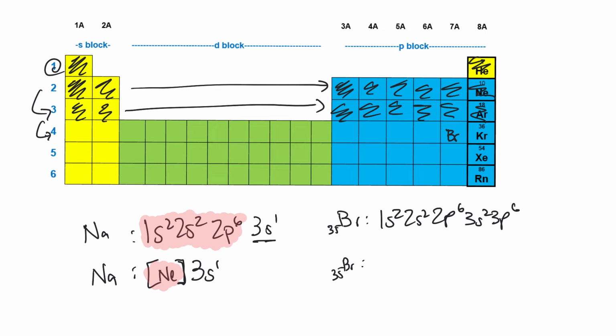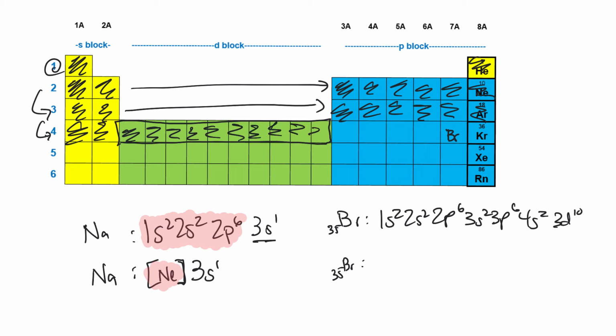All right, moving down the row, we got 4s. How many? 1, 2. All right, remember the row that D starts on is always one less than the row that you're really on. So it's 3D. How many? 1, 2, 3, 4, 5, 6, 7, 8, 9, 10. And then we're moving on to 4P. And how many? 1, 2, 3, 4, 5. 4P5.